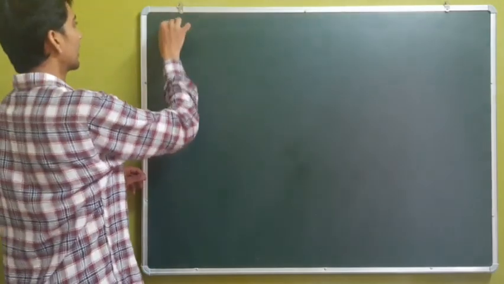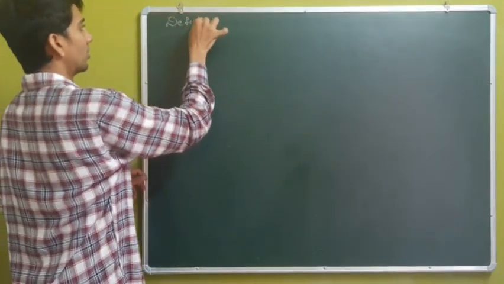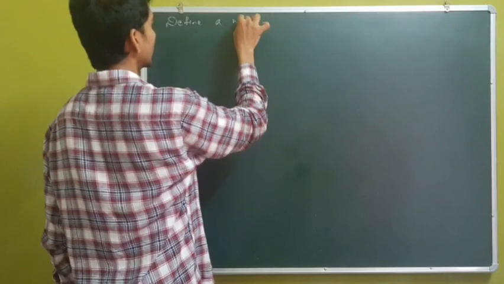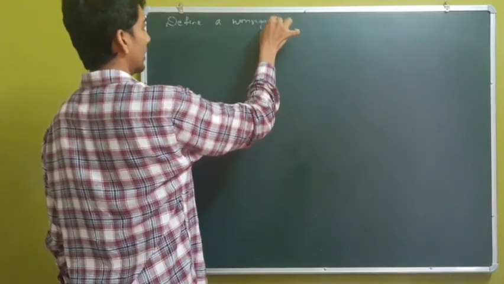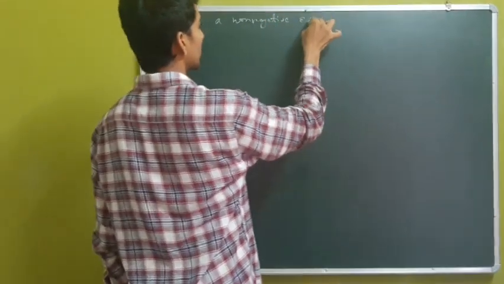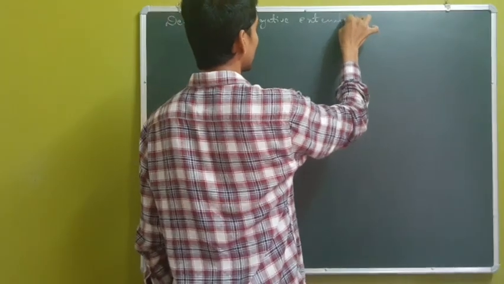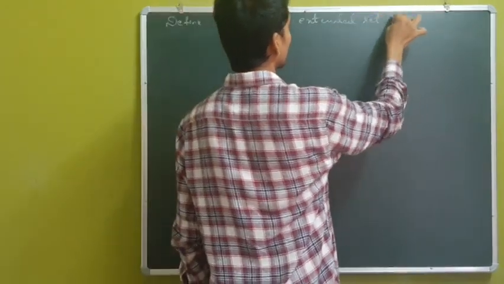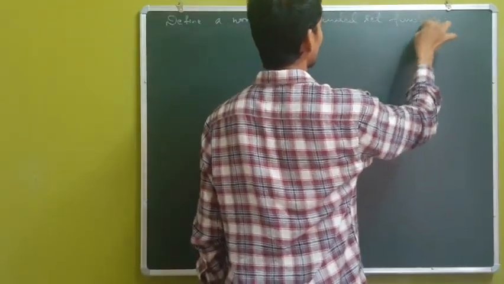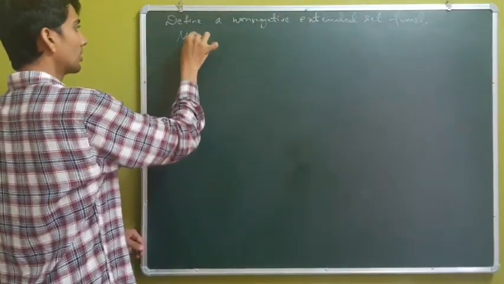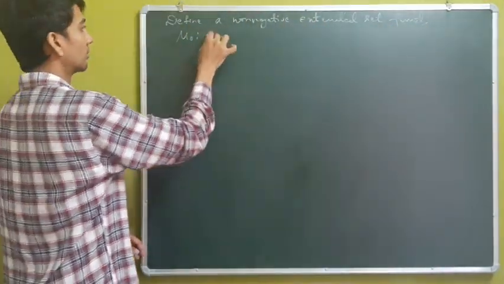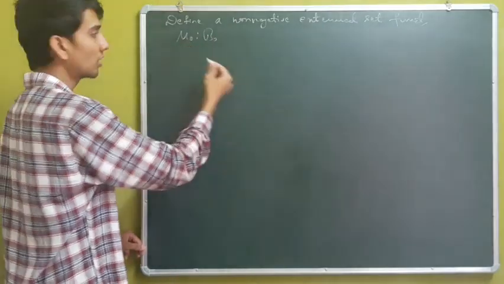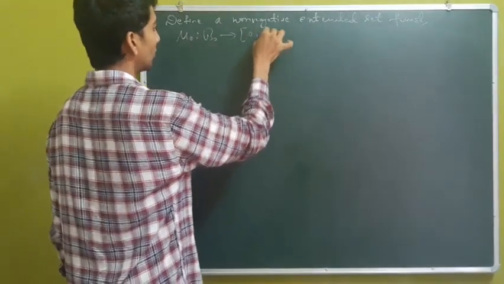So for the first, I will define a non-negative extended set function, say mu naught. It is a mapping from a collection, say B naught, to 0 to infinity.